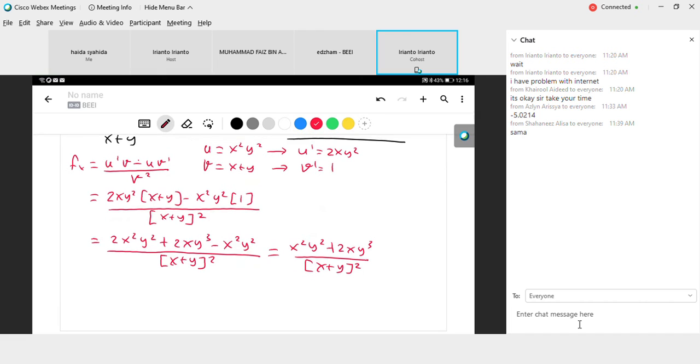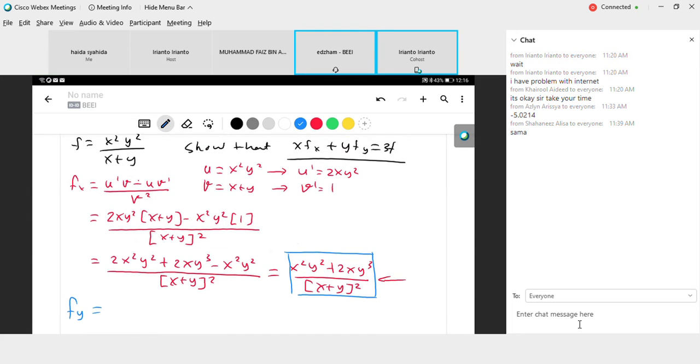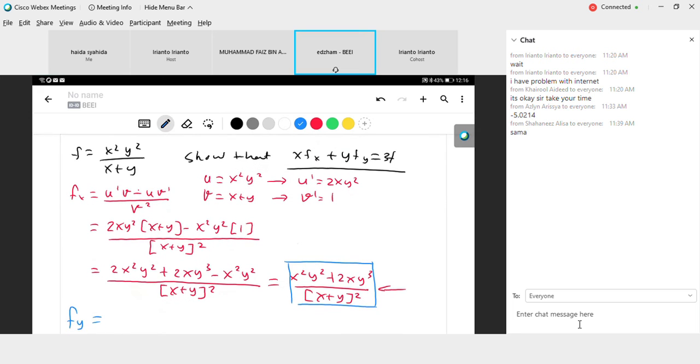Can you find fy? Just give me the final answer. For fy, I think we also need the quotient rule. Just give me it in this form only, already simplified. You understand what you need to do? Same, quotient rule. So just give me the final answer, the one in the blue box.